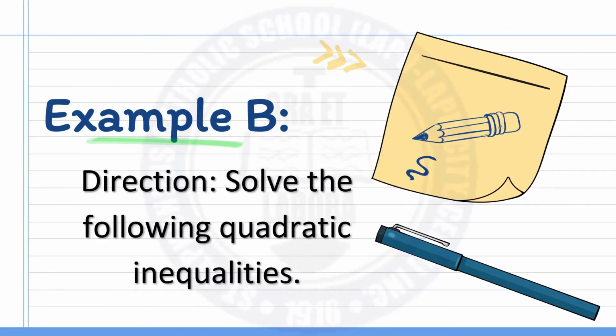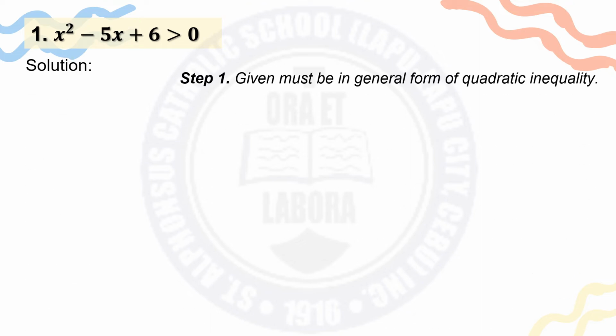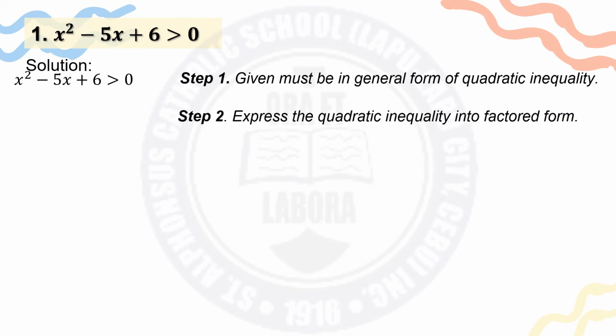Example B. Solve the following quadratic inequality by case exploration method. Number 1. x squared minus 5x plus 6 is greater than 0. Step 1. The given must be in general form of the quadratic inequality. Luckily, the given is already in the general form. You have there already x squared minus 5x plus 6 is greater than 0.